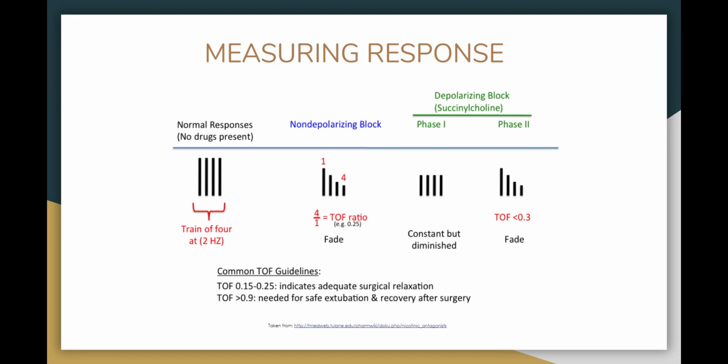Typically, we expect a diminished overall magnitude of the twitches when a patient is under neuromuscular blockade, and for all of the twitches to have different magnitudes. It is important to know the ratio, also called fade, in order to extubate the patient safely. A 70 to 90% ratio is needed for safely reversing the patient from neuromuscular blockade.